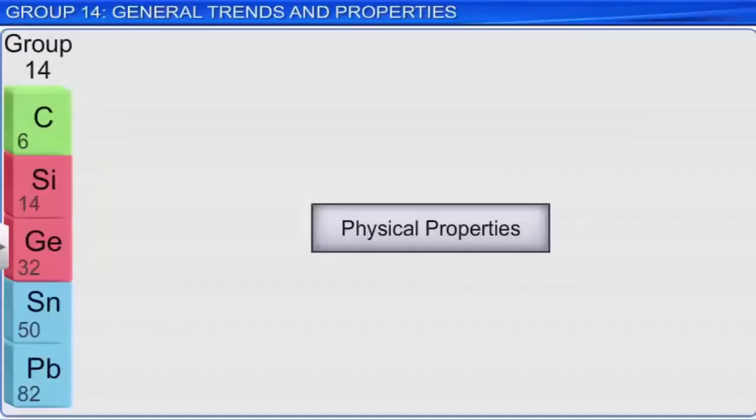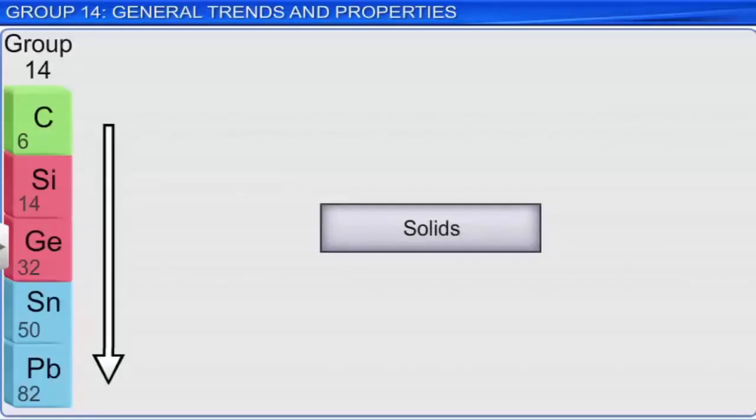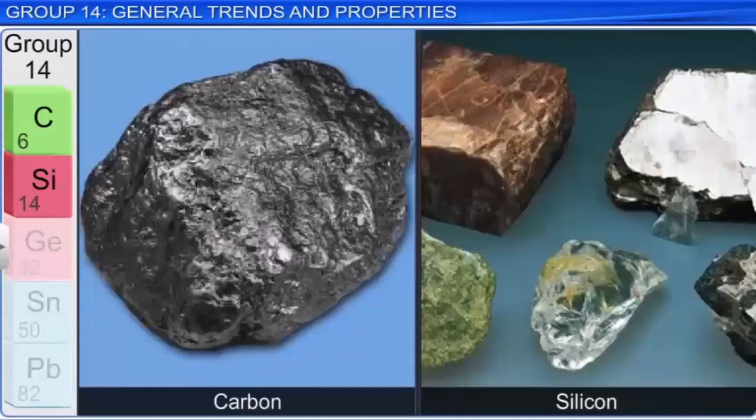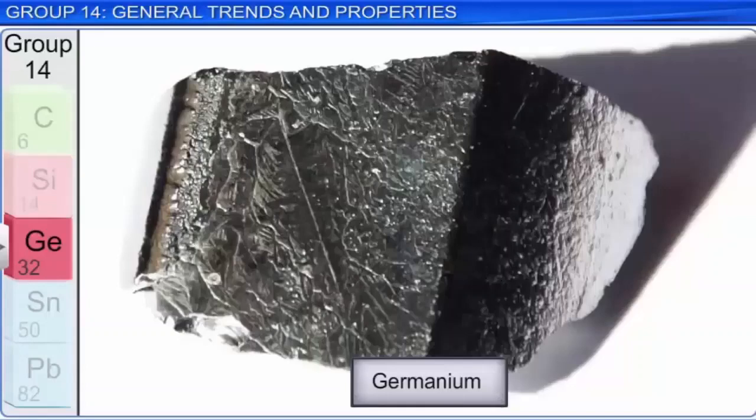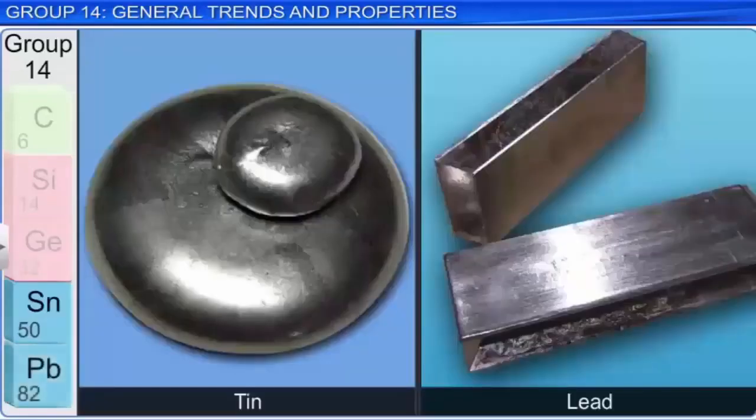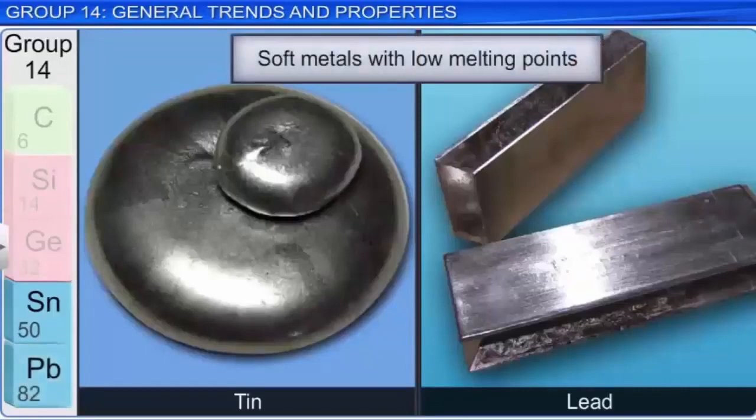In terms of their physical properties, all the group 14 elements are found as solids. Their metallic character increases down the column. Carbon and silicon are both non-metals, whereas germanium is a metalloid. Tin and lead are both soft metals with low melting points.